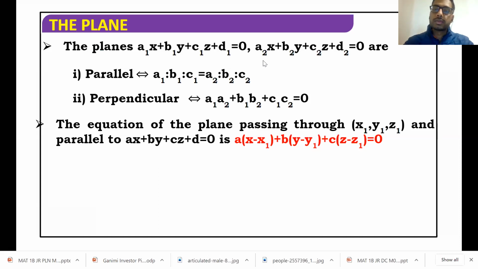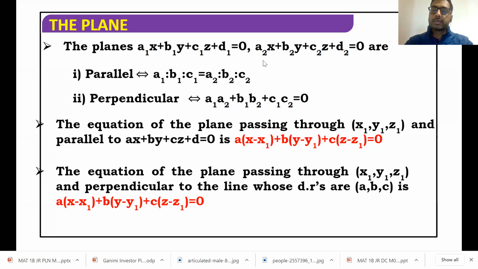We have also seen this equation in the previous slide. The equation of the plane which is passing through x1 y1 z1 and parallel to another plane ax plus by plus cz plus d is given by a into x minus x1 plus b into y minus y1 plus c into z minus z1.